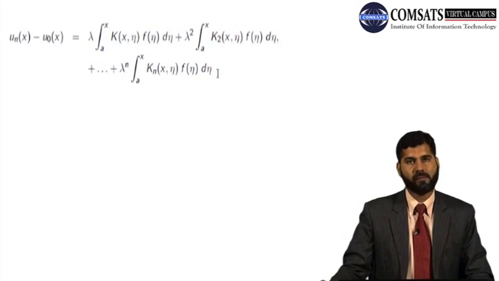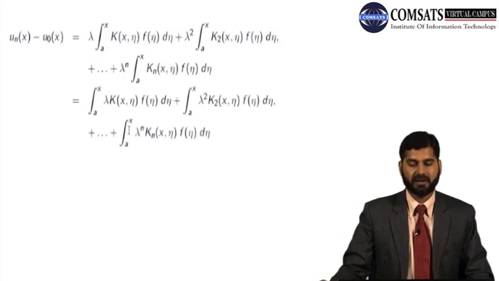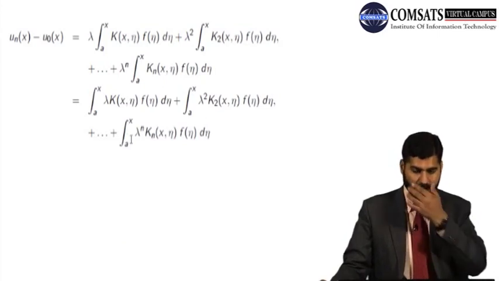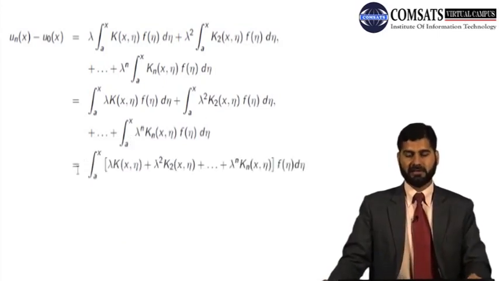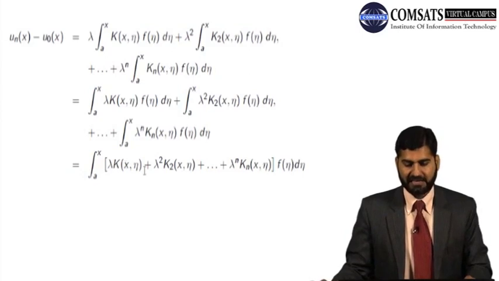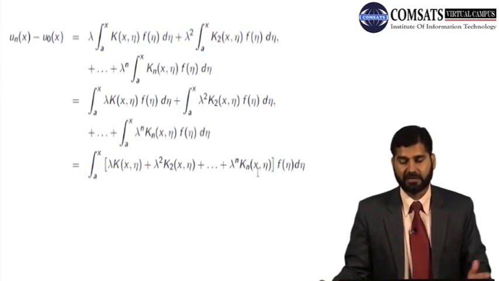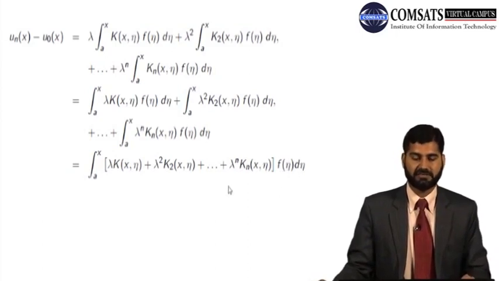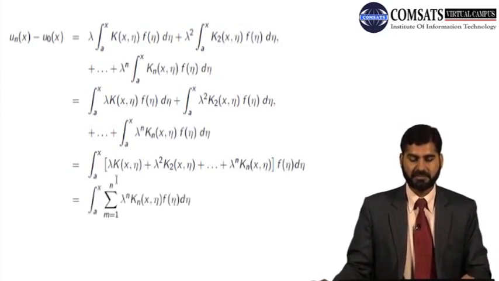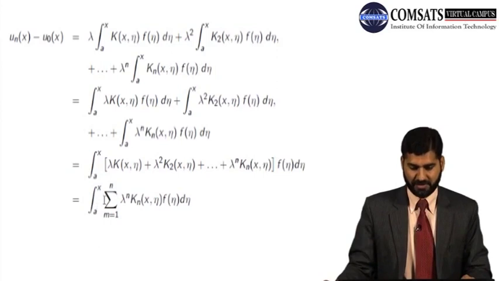By adding all these up, you can write just one integral, right? If you want to write just one integral, you can write it like that. The one integration is lambda k, lambda square k2, lambda cube k3, and so on, lambda n kn times eta d eta. All right. So you got this summation form.